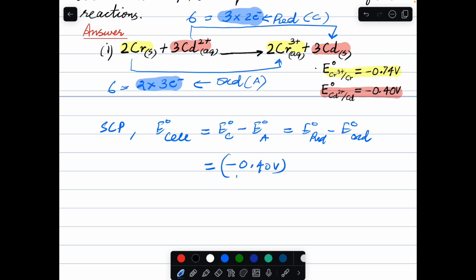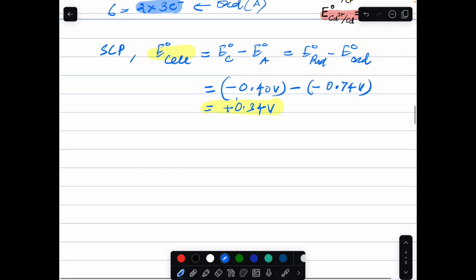It is this value because reduction is on the cadmium electrode. Cathode minus anode. Anode is your chromium one. So here we are writing minus 0.74 volt, and you will be getting the value as plus 0.34 volt. This is the value of E cell, and we are calculating this value because we will be using it in our next calculation, that is, for the calculation of Gibbs free energy.